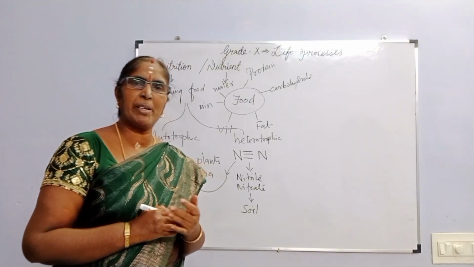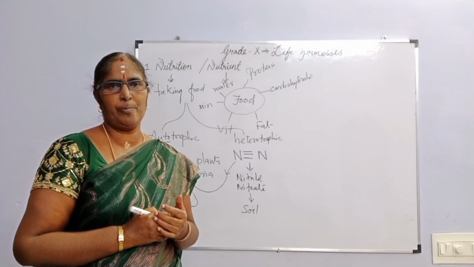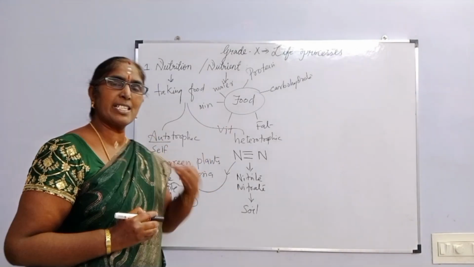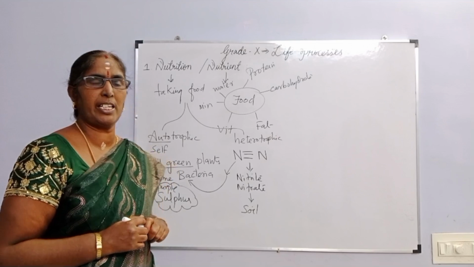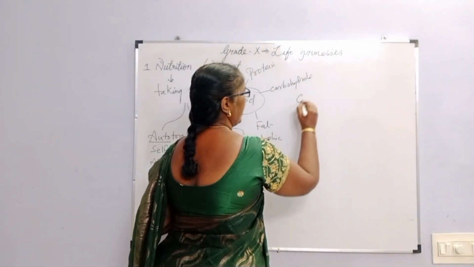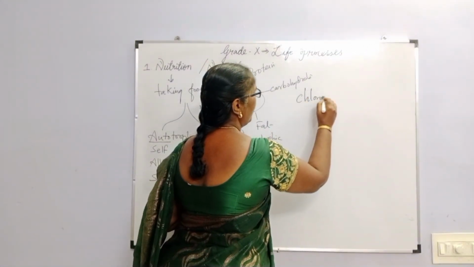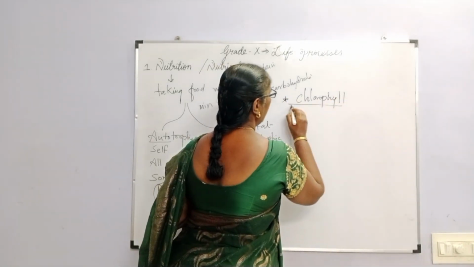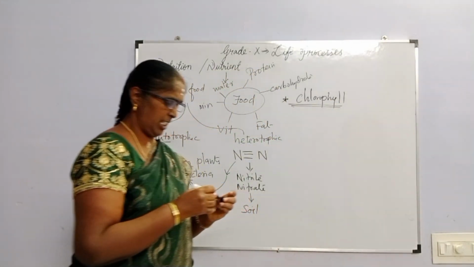And two more experiment activities are also given in your book. That is also very important. First one, chlorophyll is necessary for photosynthesis. The activity is given on the page.